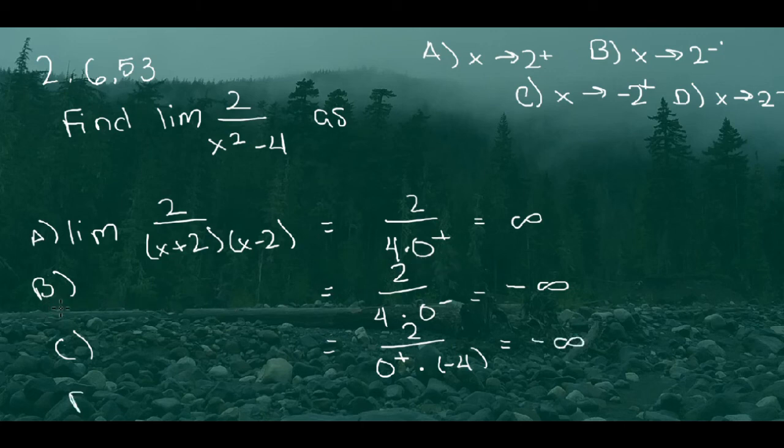And part D, similar again, except now I'm going to have 2 on top. I'm going to be going to 0 from below, so that's going to be negative. And now I'm going to have negative 4 still, so I'm going to have negative times a negative. And so that's going to remain positive on the bottom, so I get positive infinity. So for part A, I get infinity, part B, negative infinity, C, negative infinity, and D, positive infinity.